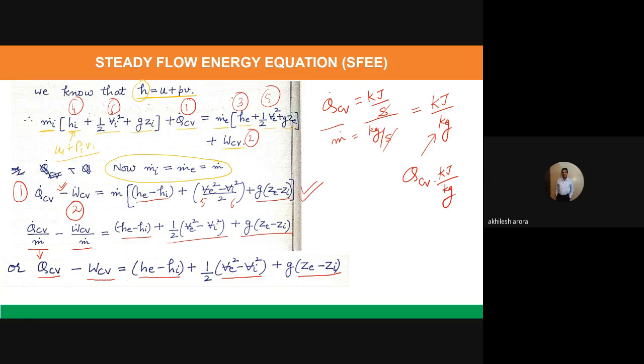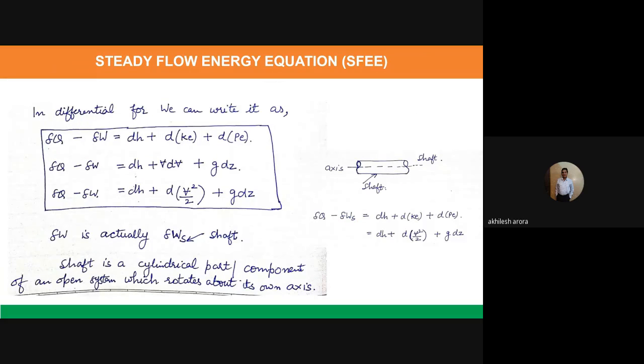And similarly, the same thing will happen in case of wcv. wcv divided by m dot gives w, and its unit will also be kilojoules per kg. And similarly, we can also find the units for the other terms on the right hand side.